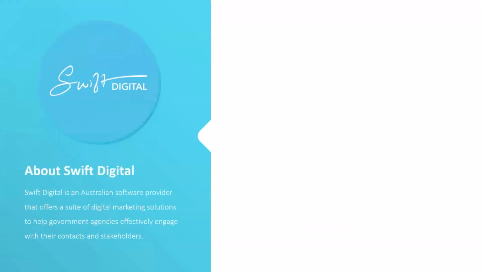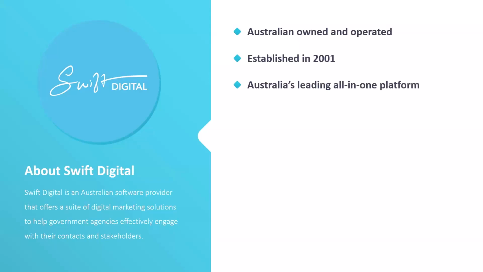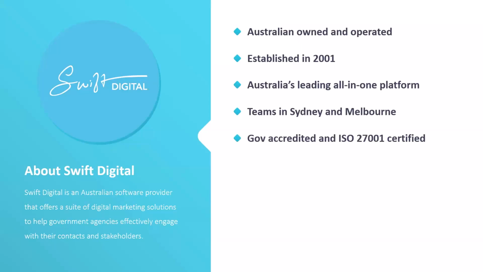First, a little bit about Swift. So for those of you who are existing clients, just bear with me and you probably know all about us. But for those of you who aren't, Swift is an Australian owned and operated company. We've been around almost 25 years now, so quite a long time. And we're known for having our all-in-one marketing and events platform. We have staff in Sydney and Melbourne, and we're government accredited and ISO 27001 certified, which is usually really important for your IT teams to see.